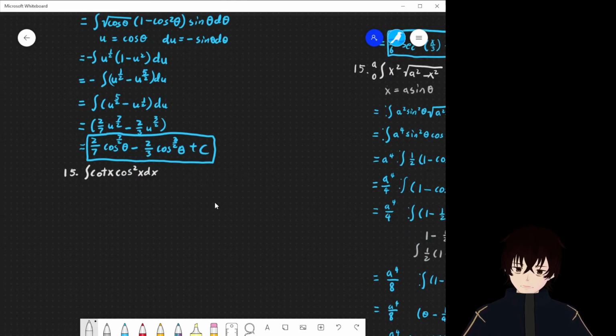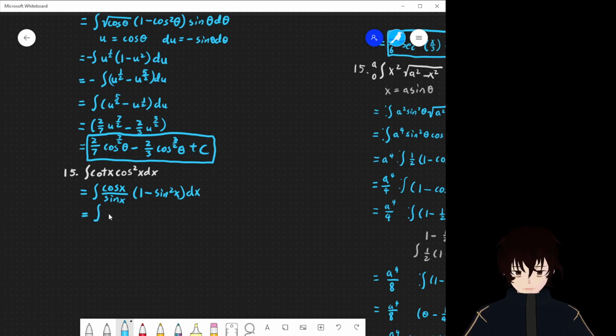This one is quite tricky. We have a cotangent and a cosine. How would I go about doing this? Oh, I know. Let's rewrite this. This is the integral of, instead of cotangent, let's write cosine x over sine x times 1 minus sine squared x dx. Now that's solvable.